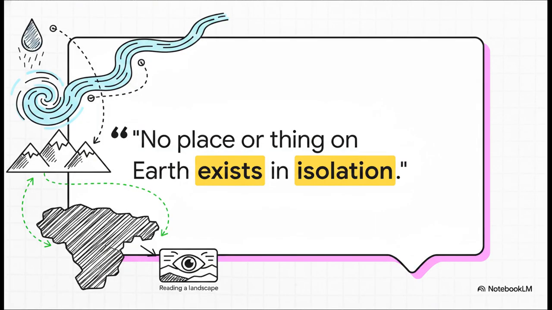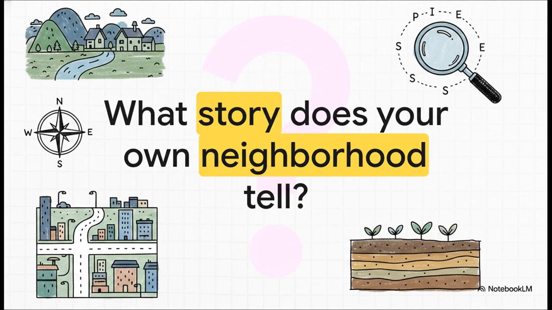Which really brings us back to this essential idea. From a single drop of slightly acidic rain to the continental distribution of water, every single element is connected. Understanding these links? Well, that's what reading a landscape is all about. So the next time you walk outside, take this geographer's lens with you. Go on, apply the SPICESS framework.